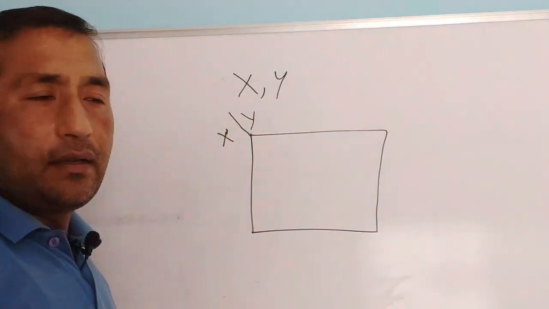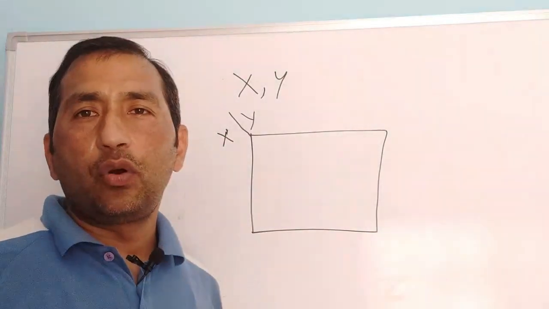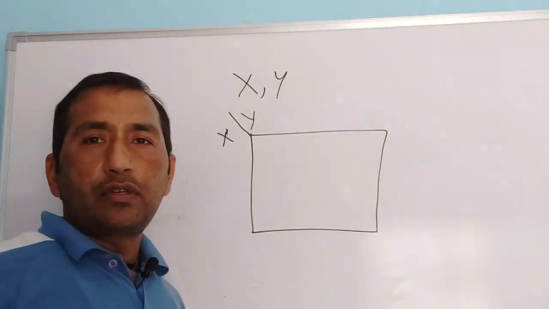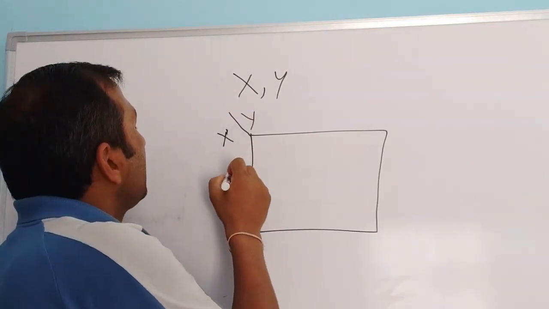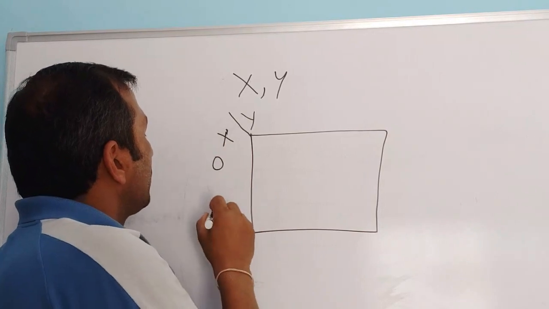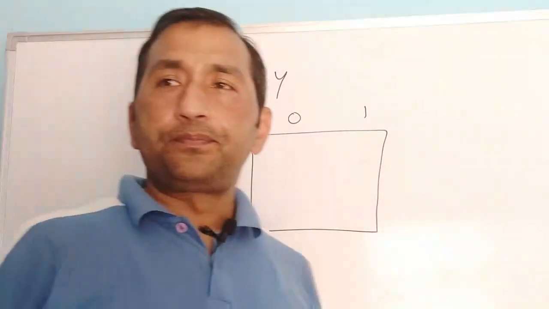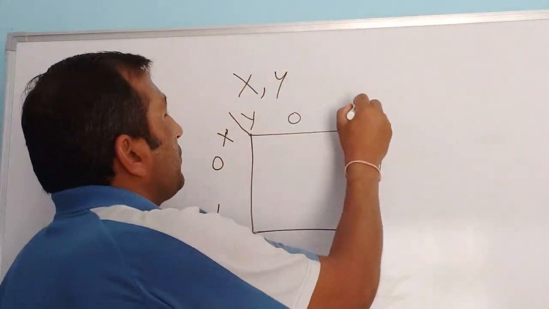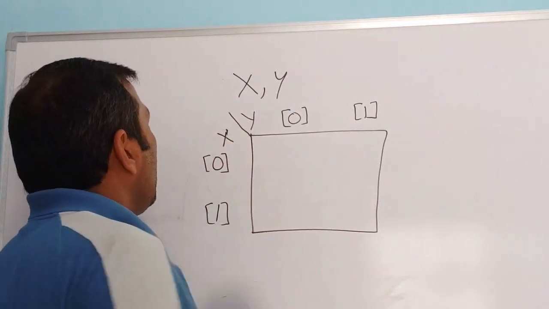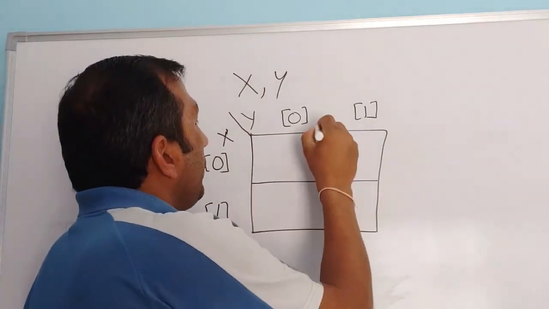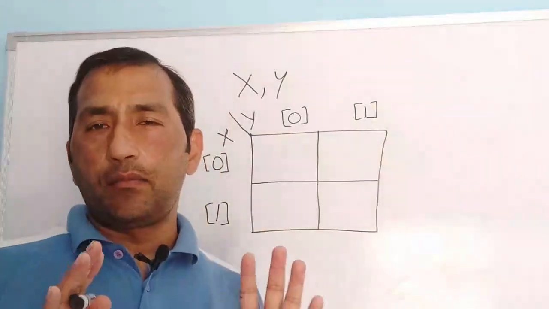Now this variable x can remain in only 2 states, either 0 or 1. Same with y, it can also remain in 2 states, either 0 or 1. So let's say it is in the form of 0 and 1, same for y, 0 and 1. Better we put it inside square brackets, but do not confuse it with an array. Then we bisect this, so now we have got 4 square boxes.